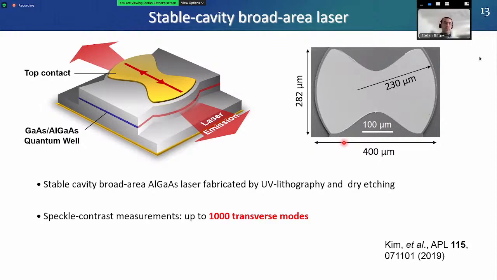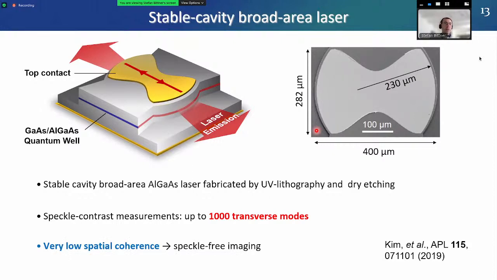Now, to test whether our design actually works, we did speckle contrast measurements to determine the spatial coherence of the laser. So the laser output is passed through a line diffuser, and the resulting speckle pattern in the far field is recorded with a camera. And here we obtain an extremely low speckle contrast from which we can estimate that we have up to 1,000 transverse modes lasing simultaneously in this laser. Let me remind you that for a Fabry-Perot laser of the same width, we would only have a few 10 transverse modes.